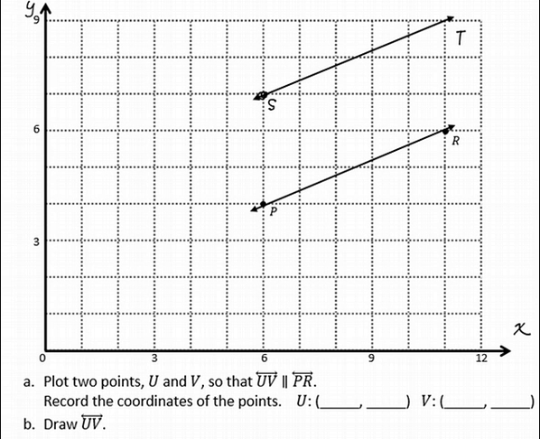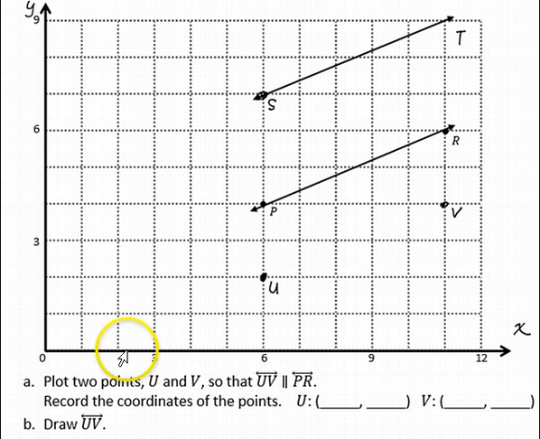The next question says to plot 2 points, U and V, so that line UV is parallel to line PR. Well, I know since my lines have to be parallel that the points need to be the same distance apart from both ends of the line. So if I start at line PR and drop down 2 units and label that point U, I can then go up to point R and drop down 2 units and label that point V. Now when I connect those 2 points, I know that I will have a line that is parallel to PR.